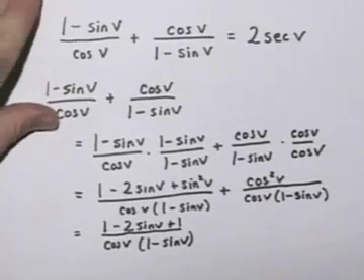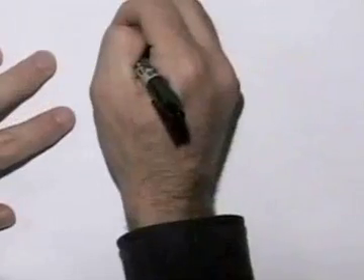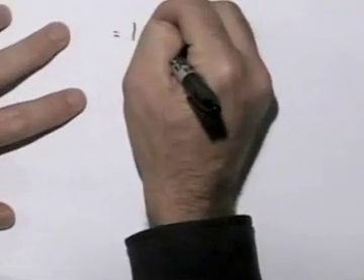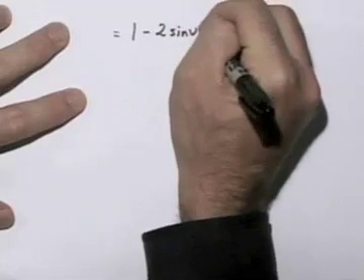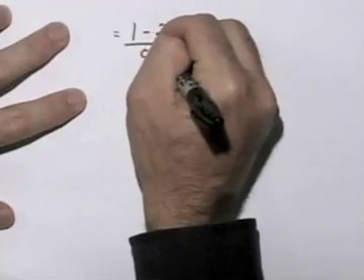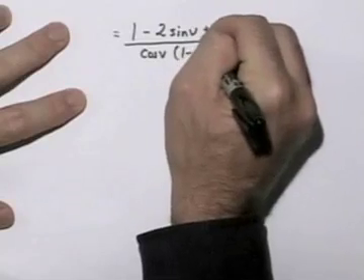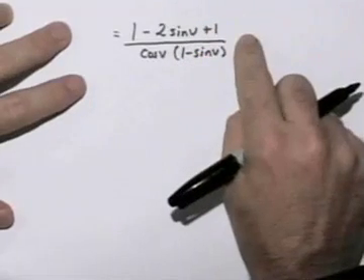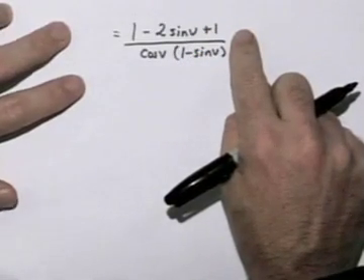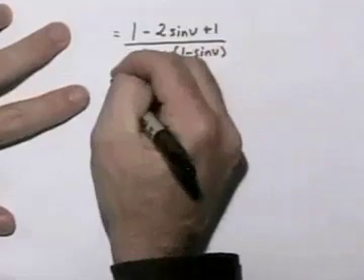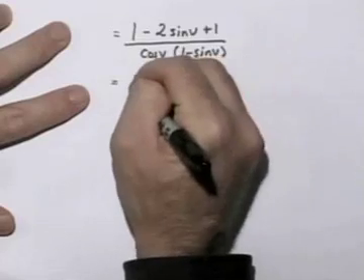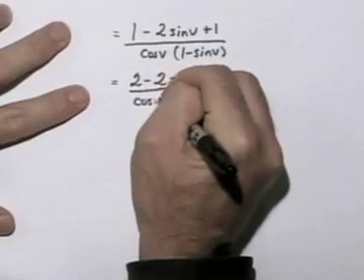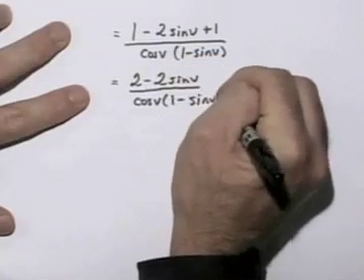I'm going to rewrite this for you so that you don't lose your train of thought. We had in the last slide (1 − 2 sin v + 1) over cos v (1 − sin v). Well, remember, we're trying to get this to equal 2 sec v. Well, 1 plus 1, of course, is 2. So I have (2 − 2 sin v) over cos v (1 − sin v).